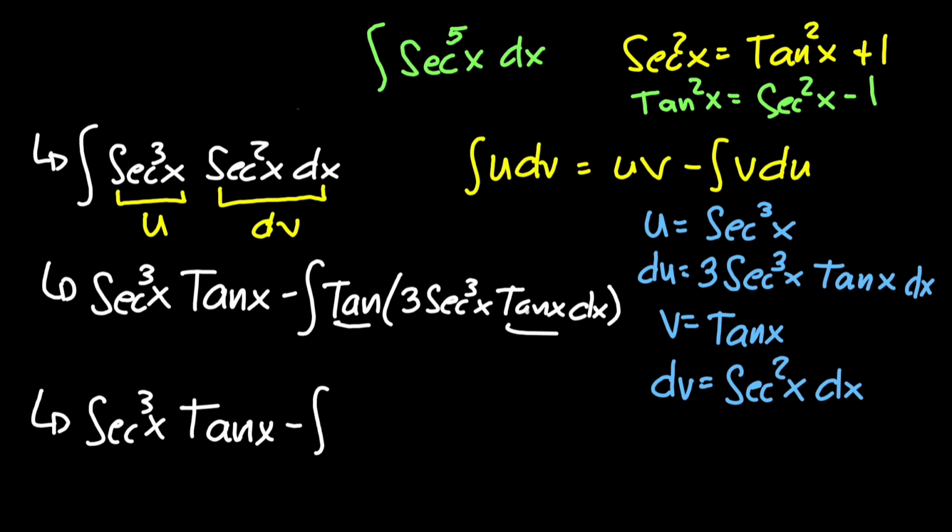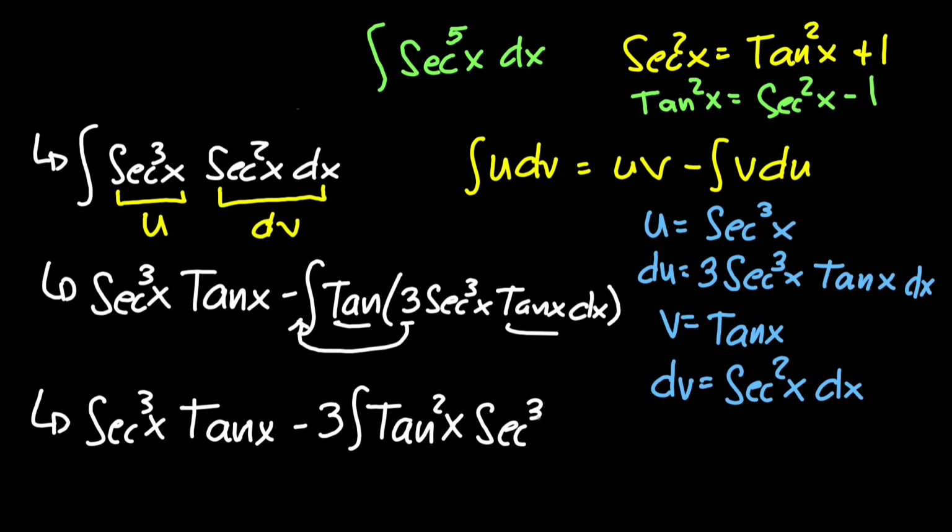Tangent and tangent would multiply, so you have tangent squared of x, and you can put 3 outside the integral. And copy the rest, which is secant cubed of x dx.